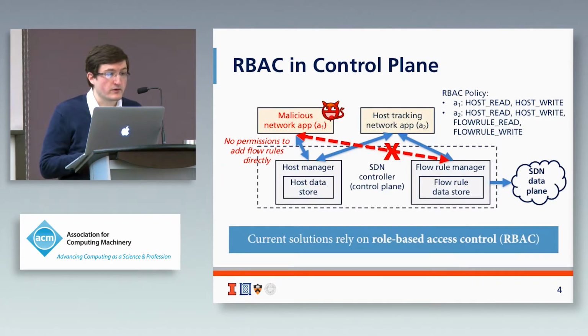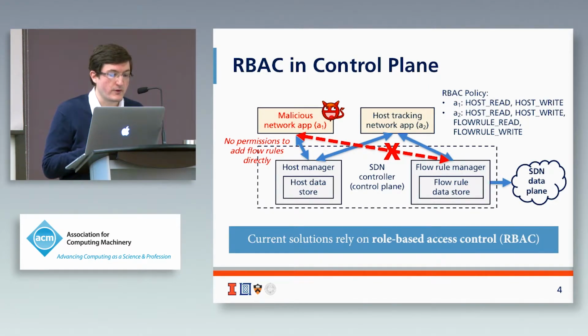At the moment, most SDN controller implementations use role-based access control in the control plane as the current state of the art. The challenge, well, before I get into the challenges here, one way that this is implemented is that you have various network applications that are granted permissions to work on different objects within the control plane. So in this example, I have a very simple SDN controller that manages hosts and manages flow rules that dictate what the forwarding policies actually do in the network data plane. And I have several applications here that I've granted permissions according to an RBAC policy.